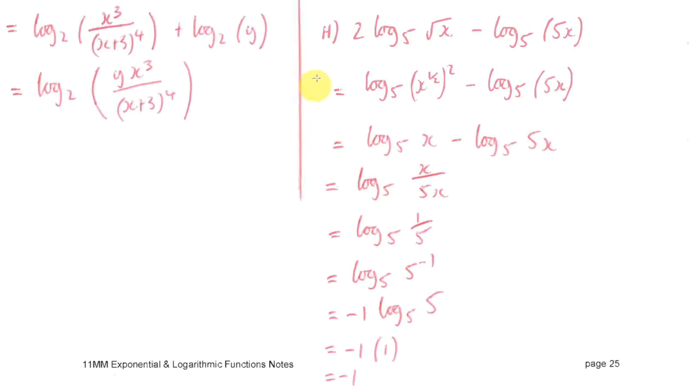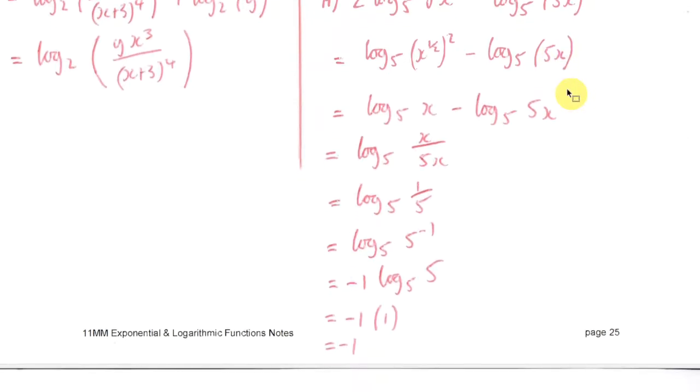Okay, finally for h, 2 lots of log base 5 of the square root of x minus log base 5 of 5x. In my first line of workings, I recognise that the square root of x is the same thing as x to the power of a half. And with that 2, I just brought it to the top. And the right hand term stays the same. Of course, x to the power of half all raised to the power of 2 just becomes x to the power of 1.